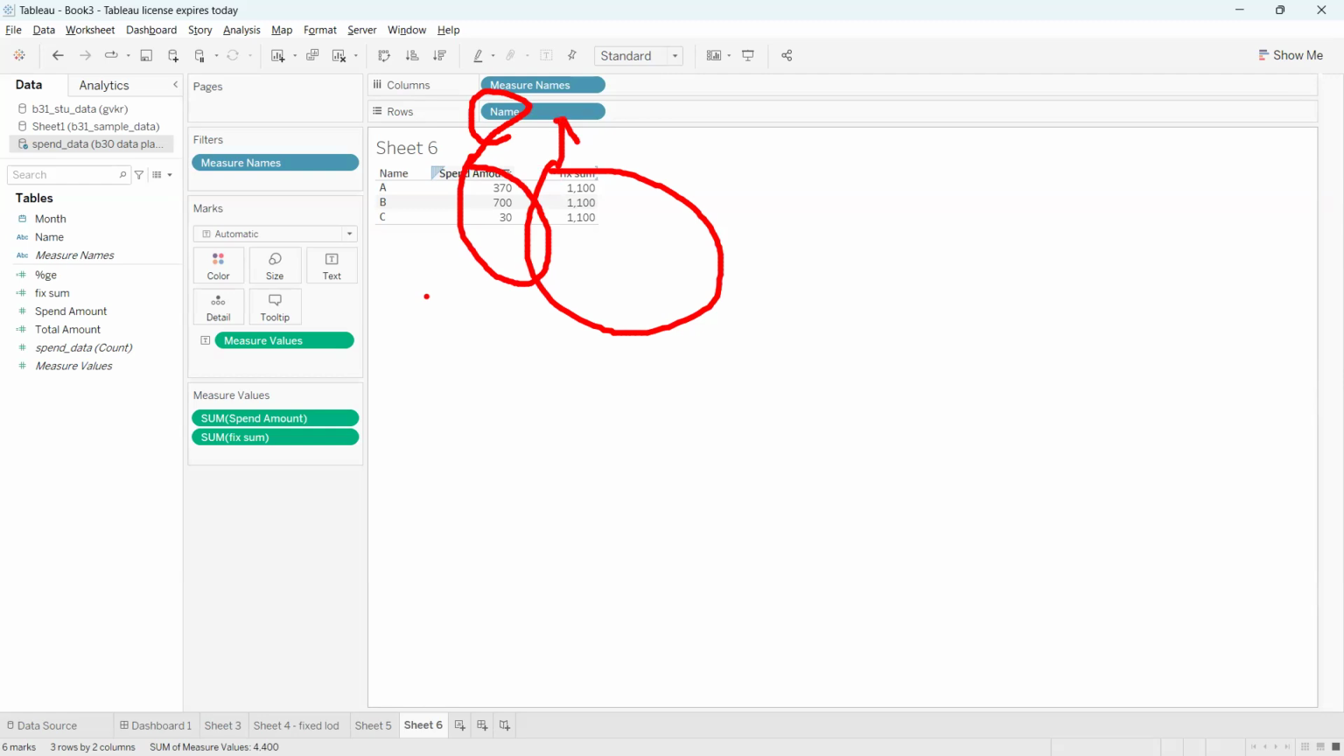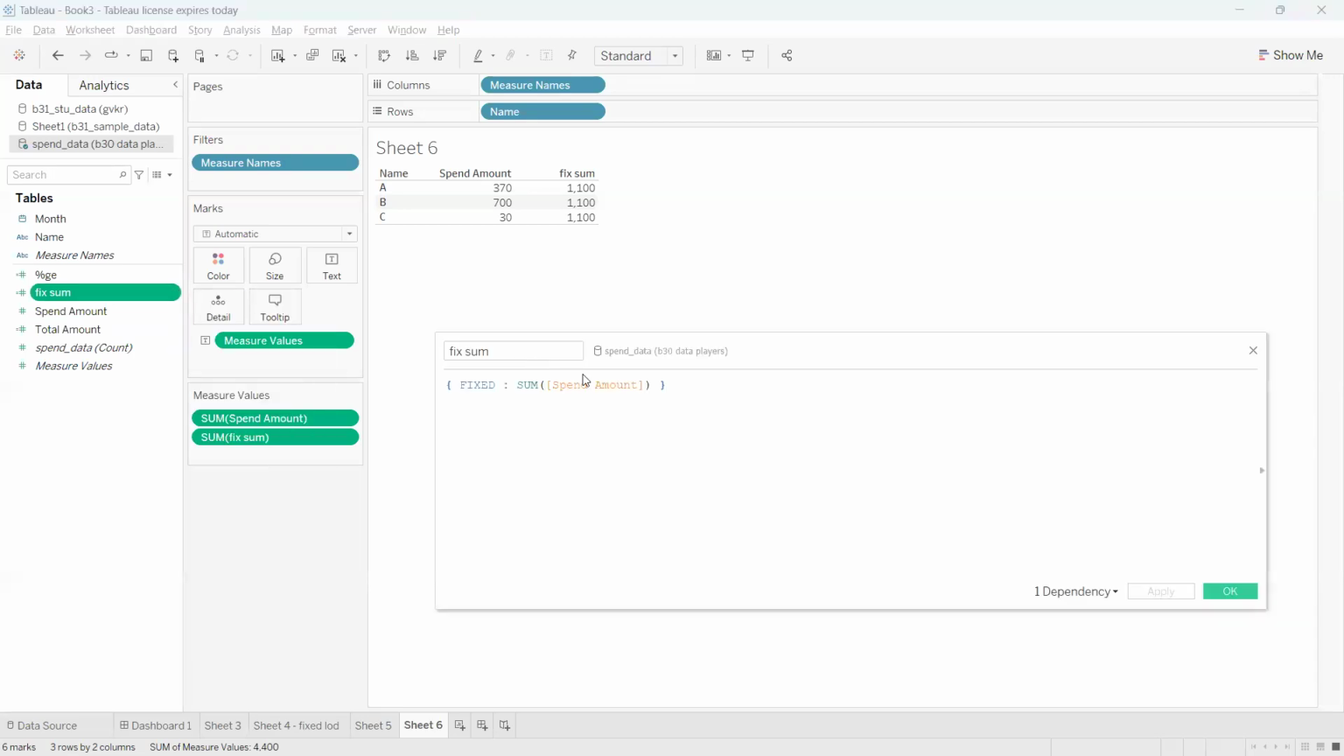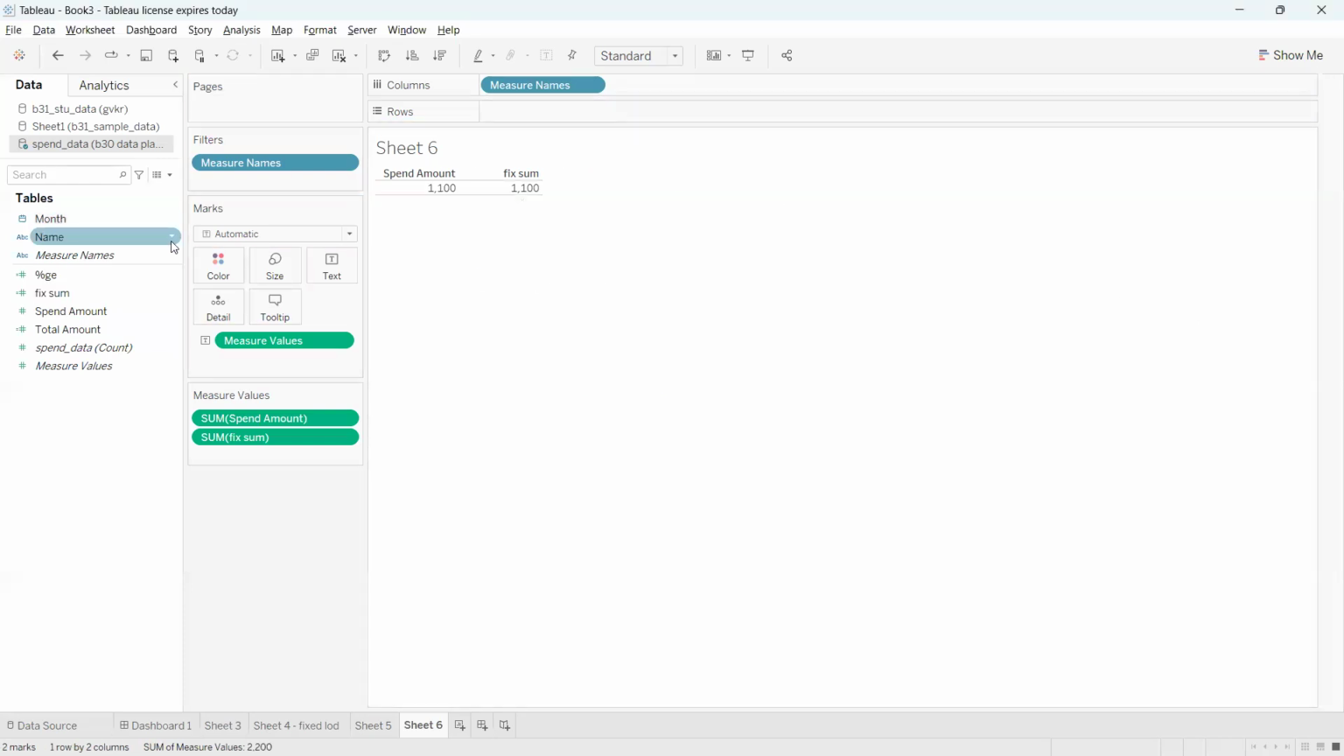So if you want to fix the aggregation at a particular dimension level, then go for fixed LODs. In this case, I want my fixed LOD to not depend upon any other dimension. So in the fixed LOD calculation, don't include any other dimension here. Now just remove the name from the row shelf and use the name as a filter only.